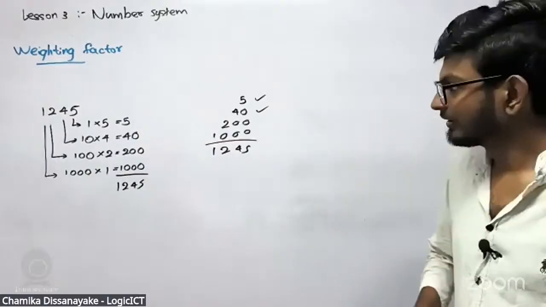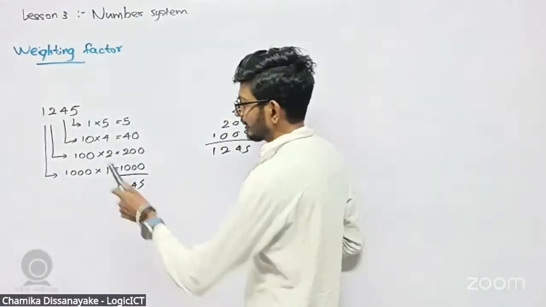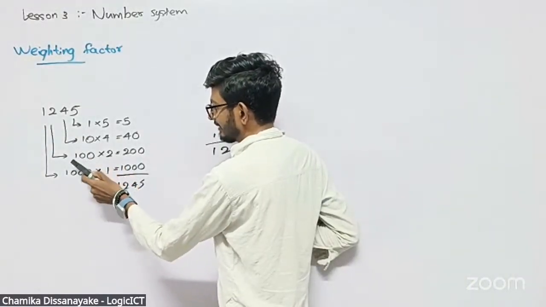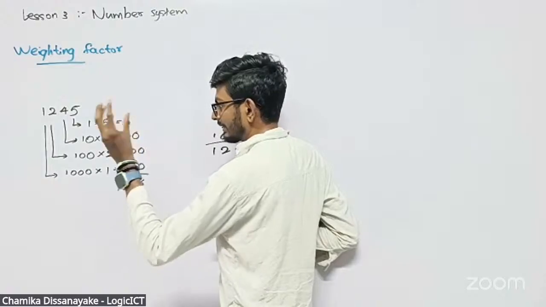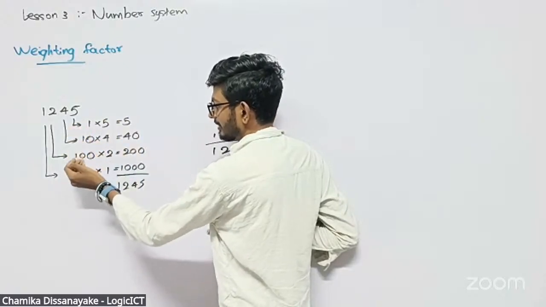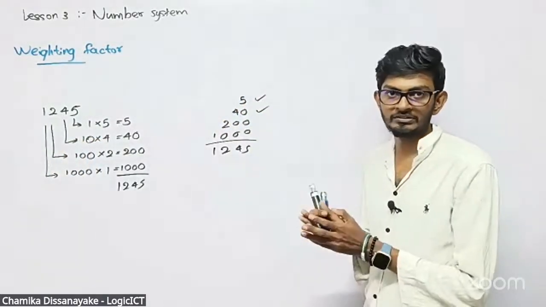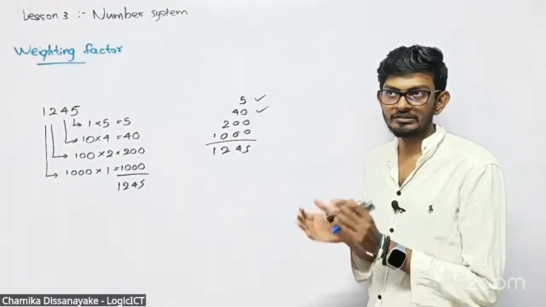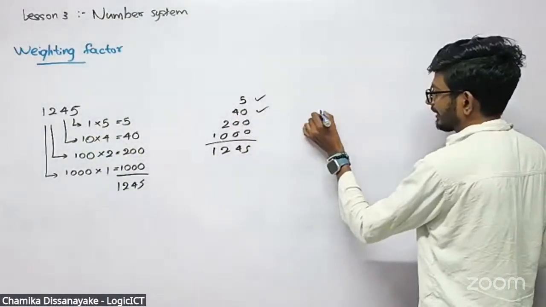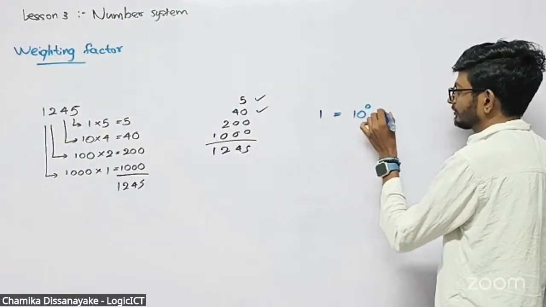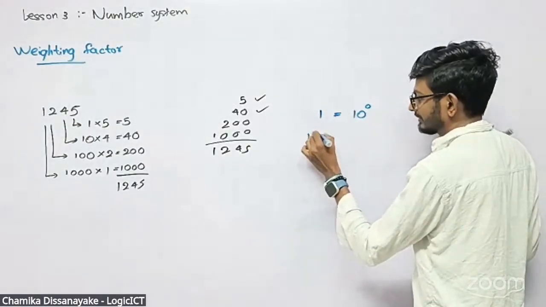Yes. Good. So here we have 1, here we have 10, here we have 100, and here we have 1000. Can you see that this can be written in what? In powers of base 10. For the 1, I can write 10 to the power 0. For 10, I can write 10 to the power 1.